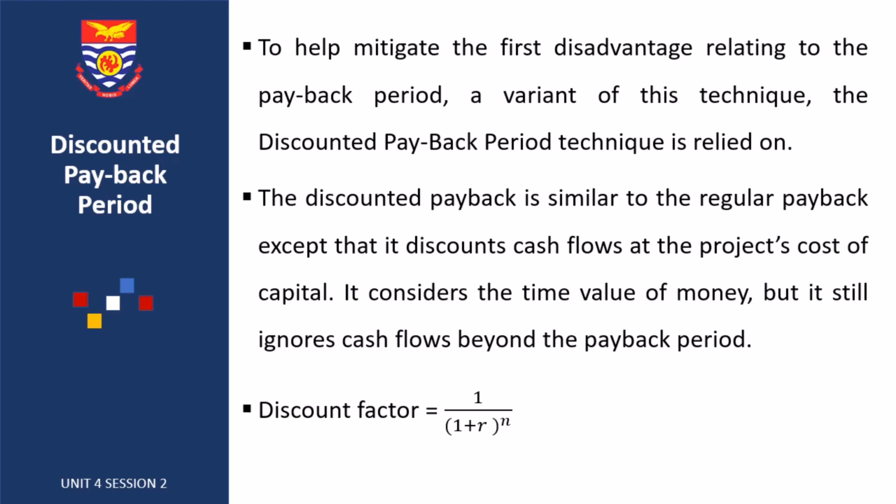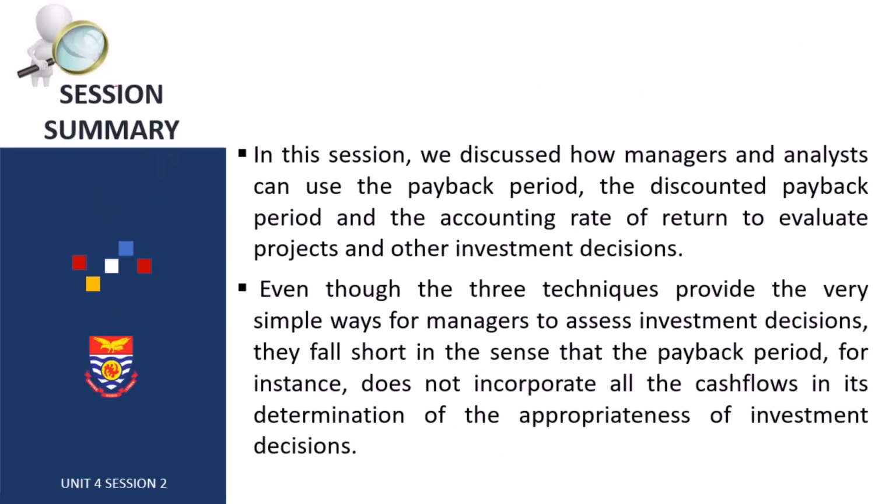Of course, you need a discount factor. To find the present values, you multiply the cash flows by the discount factor, and this is the discount factor formula: 1 over (1 plus r) to the power n. In a question, they will give you the cost of capital that you are going to use to discount the various cash flows to their present value before you can do your analysis.